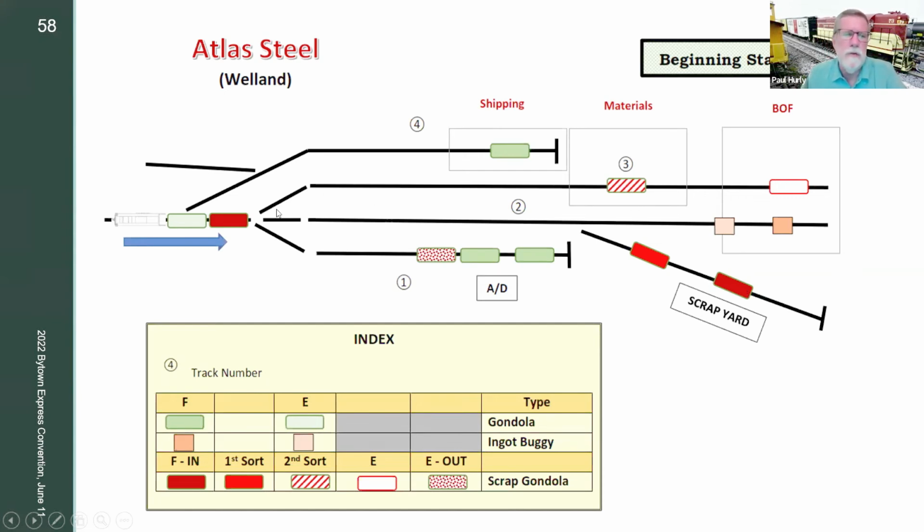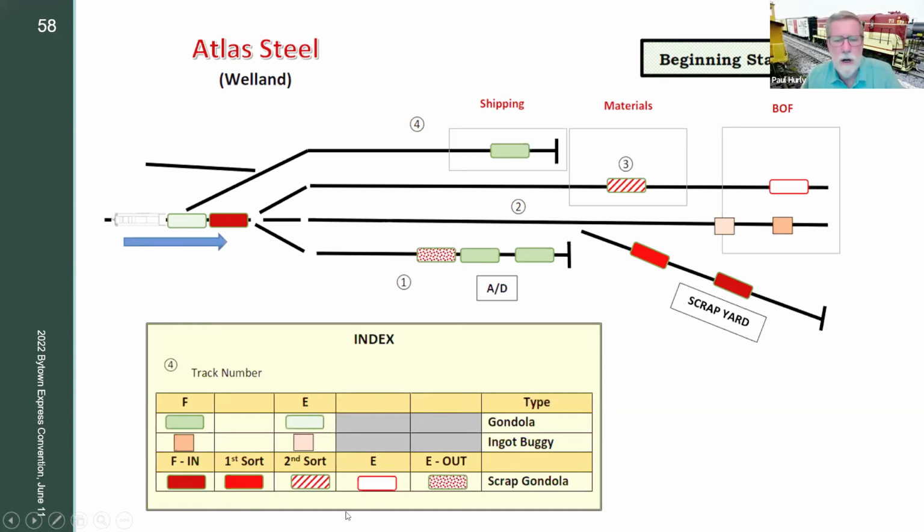And the way things worked is cars like this one coming in full of scrap from any number of locations in Canada or even upstate New York, wherever Atlas could purchase them, would come into the yard. They'd be offloaded, sorted by the crew into piles, and then reloaded into internal plant hoppers. So down here at the index, the first sort, second sort, and empty mill gondolas are all of Atlas Steel ownership, in and out.